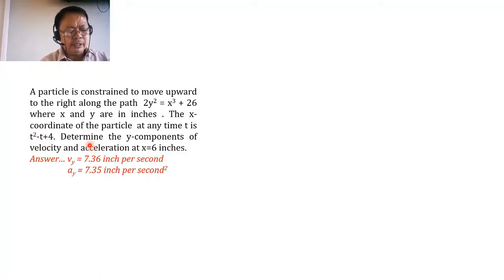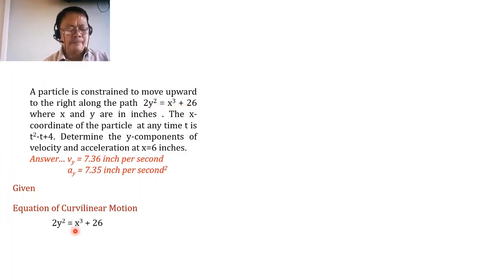So from here, we are required to determine the y components of the velocity and acceleration at x equals 6. This problem is like the previous problem, so I am showing it again so that we can at least refresh and recall how to solve it. Let us take the given first, the equation of the curvilinear motion. We have here 2y squared equal to x cubed plus 26.